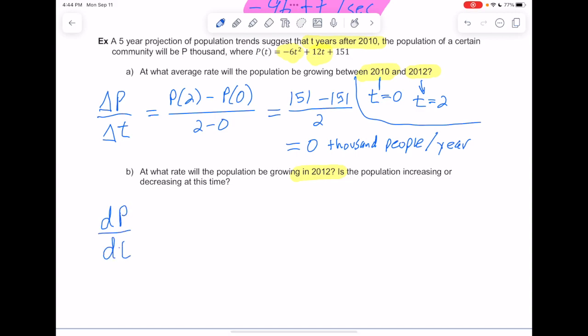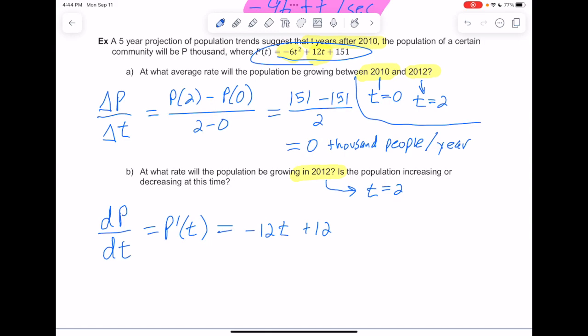What we're saying there is we want the derivative of P with respect to T, so we want P prime of T. Since we just have a nice polynomial function, we can do the power rule: negative 12T when we bring that 2 down, plus 12. So there is our instantaneous rate of change of population over time. We already talked about how 2012 is t equals 2, so we want P prime of 2. That would be negative 12 times 2 plus 12, so it's negative 24 plus 12, which is negative 12.